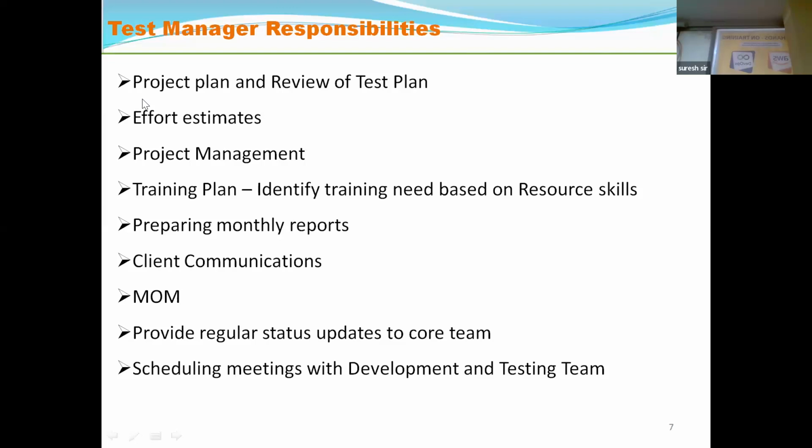So the test plan is taken care of by the test lead, and that particular project plan is taken care of by the test manager. So now the manager is the one responsible for that project plan.